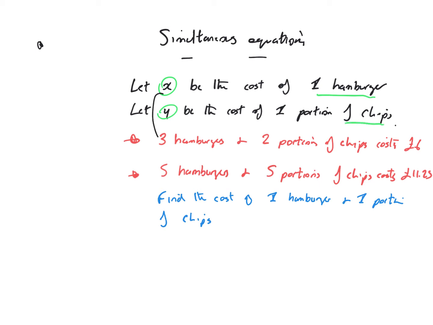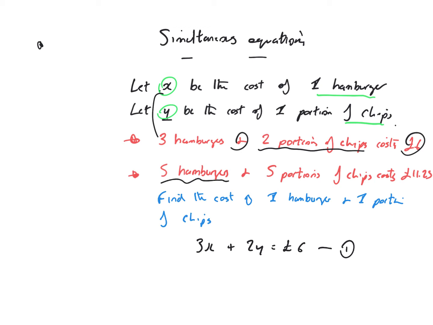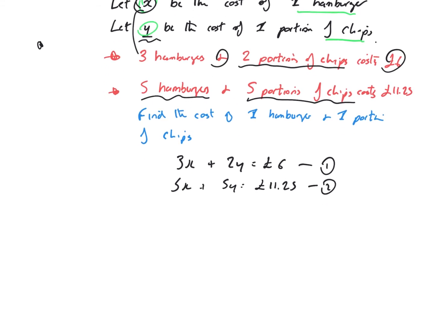So for 3 hamburgers then that would be 3x plus 2 portions of chips would be 2y, and altogether that cost is £6, so we can call that equation 1. And then we know that 5 hamburgers, so that would be 5x plus 5 portions of chips, which would be 5y, is £11.25, and that's equation 2, and we could probably dig out the calculator for this question.